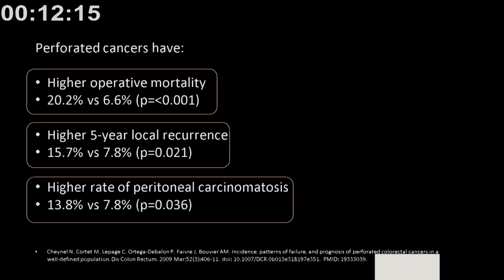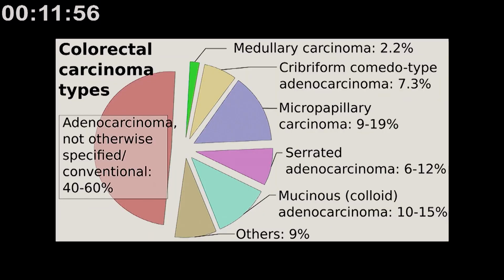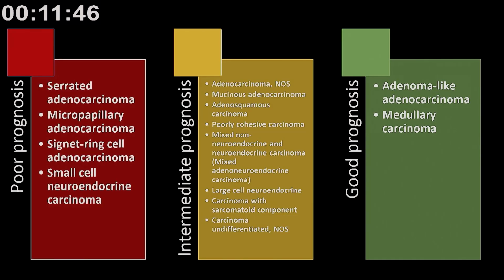So perforated cancers have higher operative mortality, higher 5-year local recurrence, and a higher rate of peritoneal carcinomatosis. Now the tumor type: about 40 to 60% of tumors are conventional adenocarcinoma, and the next common is mucinous or colloid carcinoma. And the behavior of these carcinomas is some good, some intermediate, and some very bad.